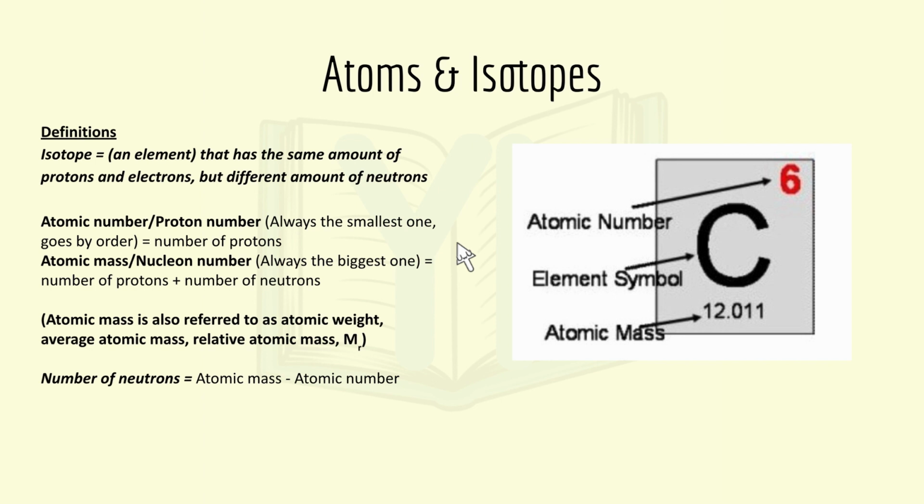And atomic mass or nuclear number is always the bigger one, and it's the number of protons plus the number of neutrons. And atomic mass is also referred to as atomic weight, average atomic mass, and the relative atomic mass, or Mr. So the number of neutrons equals atomic mass minus atomic number.